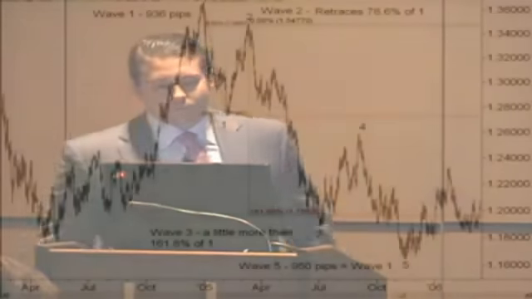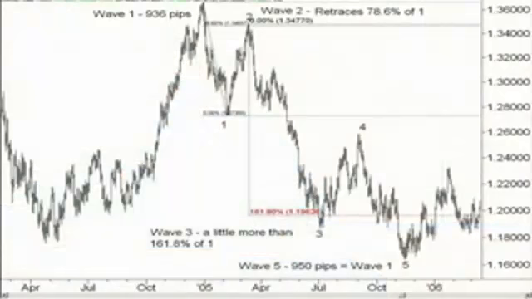This is just an example of these measurements in action. This is the decline from the 04 high at 136.60, remember, in the euro, and we fell to the 05 low roughly a year later. And you can see wave 1 was 936 pips. Wave 2 was about 78.6% of 936.